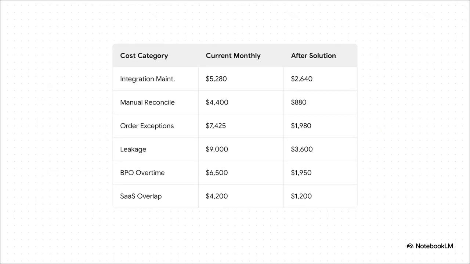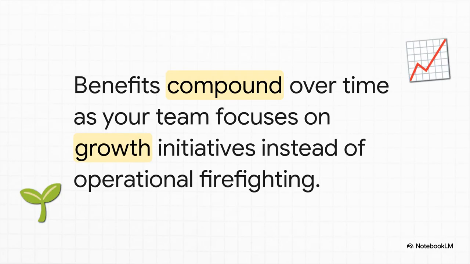And for anyone who loves the details, here's how it breaks down. You see savings everywhere, but look at the two big ones: order exceptions and leakage. Together, that's over $16,000 a month in hidden costs that were just vanishing. Now, most of that is flowing straight back to the bottom line. And remember, this creates a virtuous cycle. It's not a one-and-done saving. The less time your team spends on firefighting, the more time they spend on growth. The faster you grow, the more resources you have to reinvest, and the benefits just keep compounding.